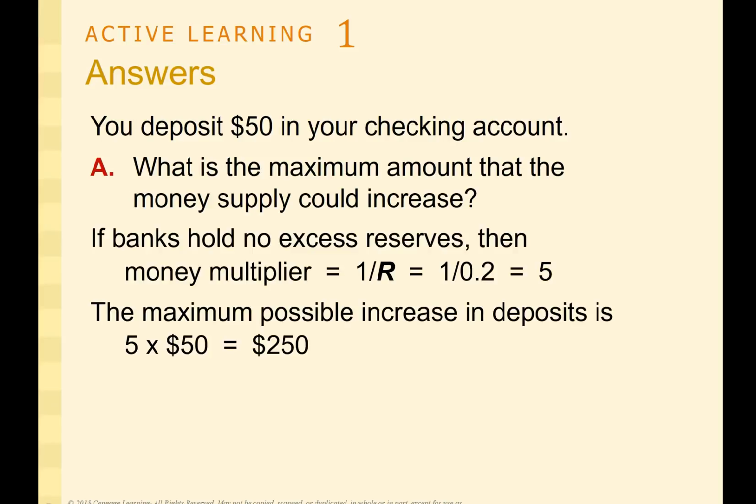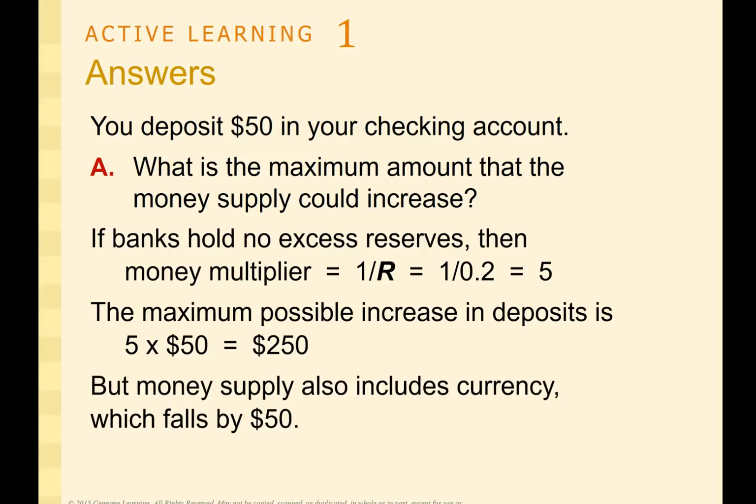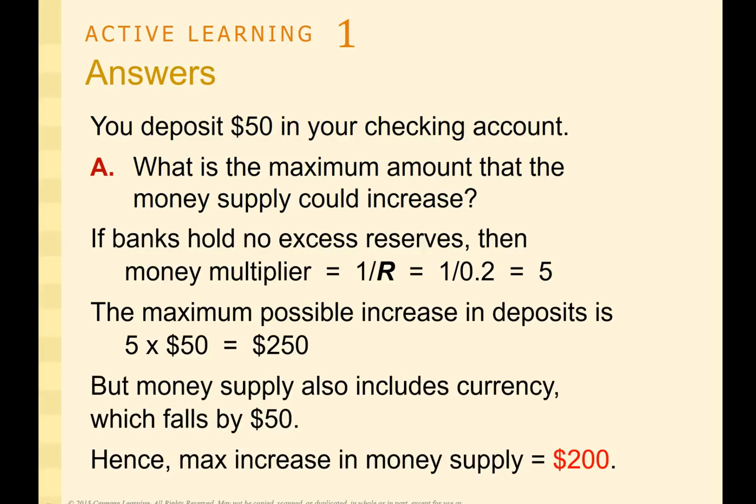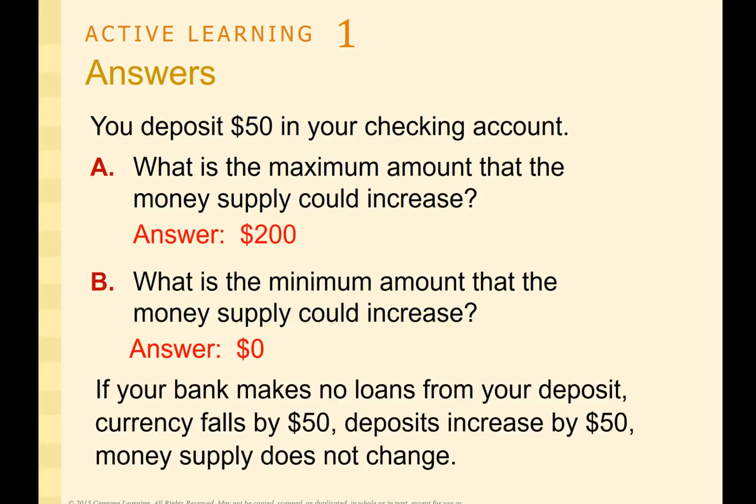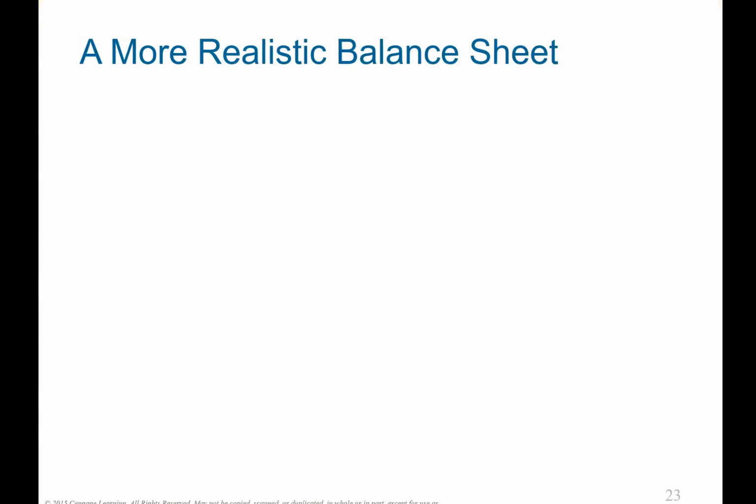1 over the reserve requirement of 20% gives us a multiplier of 5. And so multiplying that original $50 deposit by 5 gives us $250. But one thing to keep in mind is that the money supply includes currency, which in this case falls by $50, so your maximum increase in the money supply is really $200. The minimum amount would be 0. If your bank makes no loans from your deposit, then currency falls by $50, deposits increase by $50, there's a wash, and the money supply isn't affected by that.